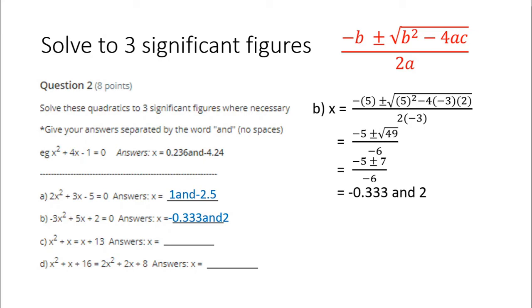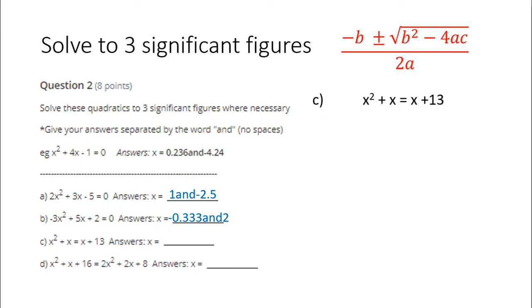Question C. Again, it's a quadratic, but it's not equal to 0, so we need to get that equal to 0 first. I'll pull the x and the plus 13 over to the left-hand side, so I need to minus the x and minus the 13. That got rid of my b term altogether. X minus that x gave me nothing for the b term. So I've got x squared minus 13 equals 0, and I can actually rearrange this to get x on its own.